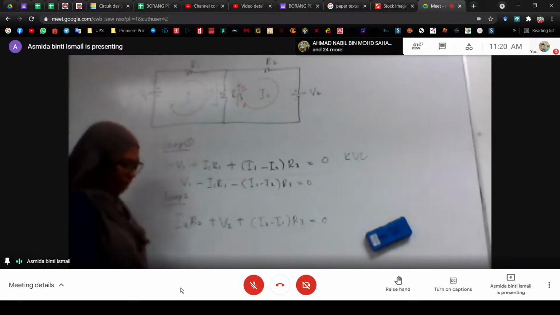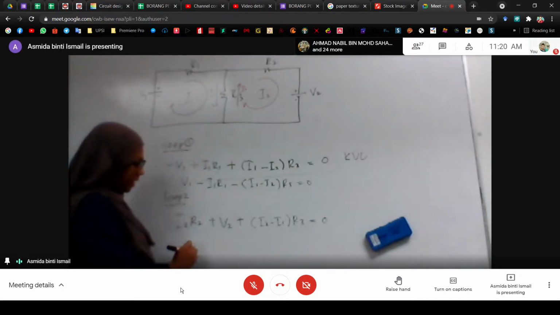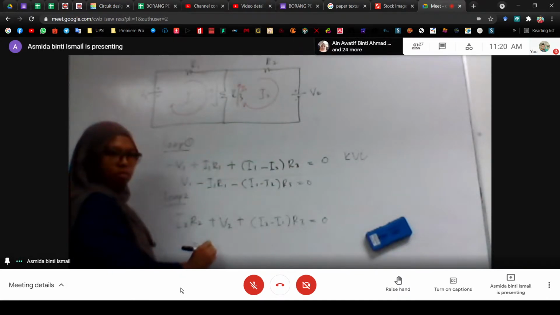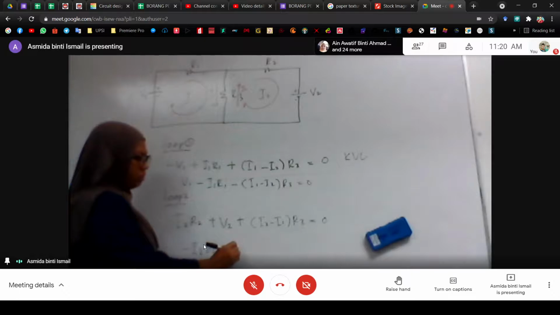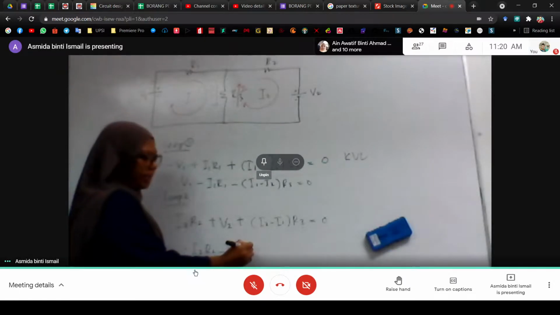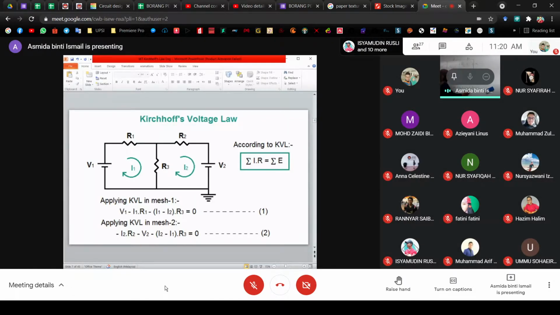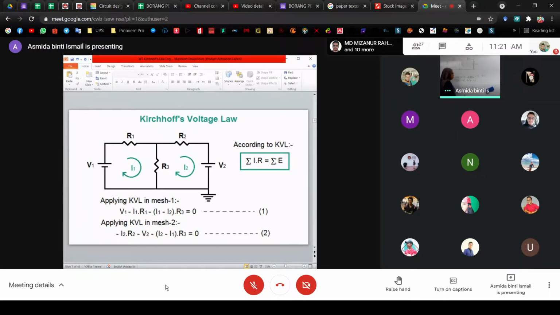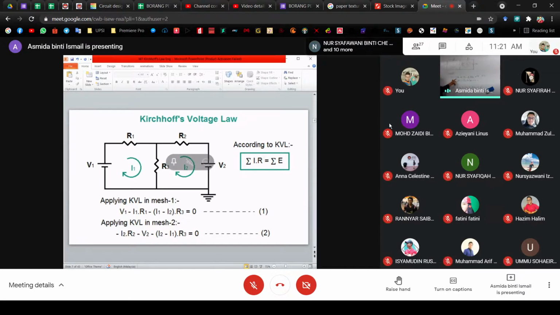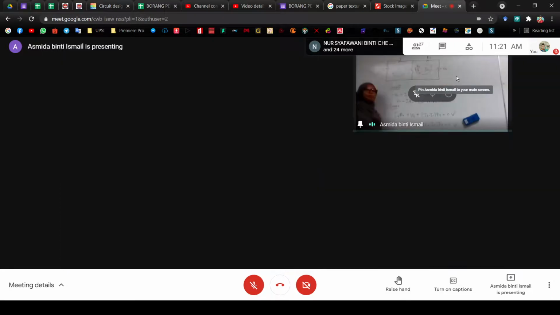So, for equation 1, minus equation 2, I2 R2 minus V2 minus I2 minus I1 times R3 equal. This one and this one, sama juga. Yang ni pun betul. Ini pun betul. Sebenarnya ini sama. Both are the same.